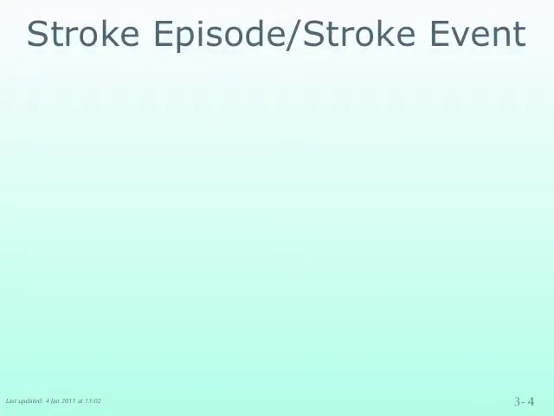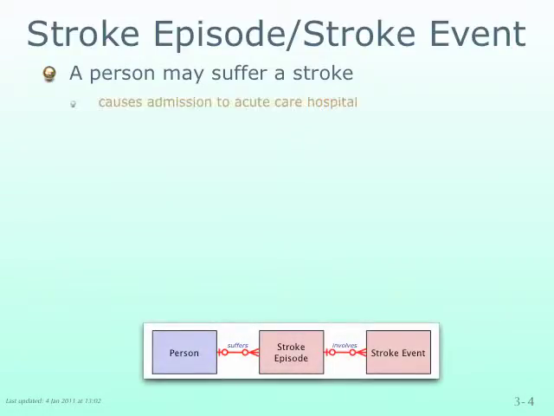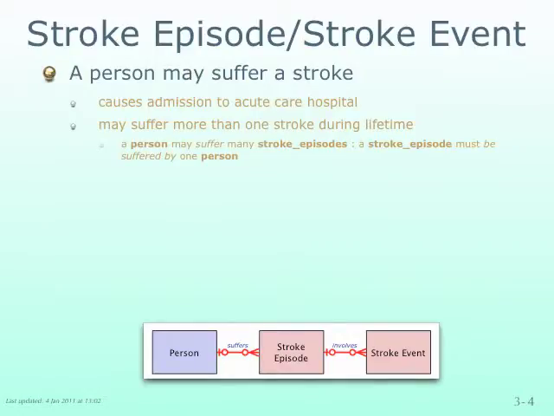Next, we have the data object classes called stroke episode and stroke event. Each stroke episode data object represents the fact that a person has suffered a stroke and was admitted to an acute care hospital. And of course, a person may suffer more than one stroke during his or her lifetime. This fact is expressed in the following natural language sentence pair. A person may suffer many stroke episodes, and a stroke episode must be suffered by one person.